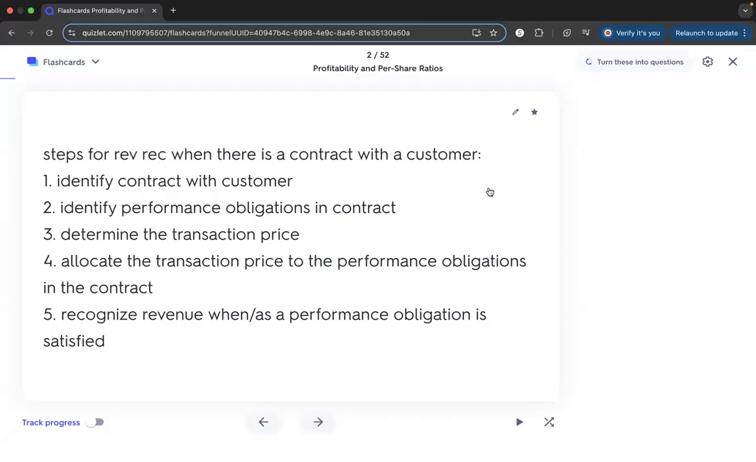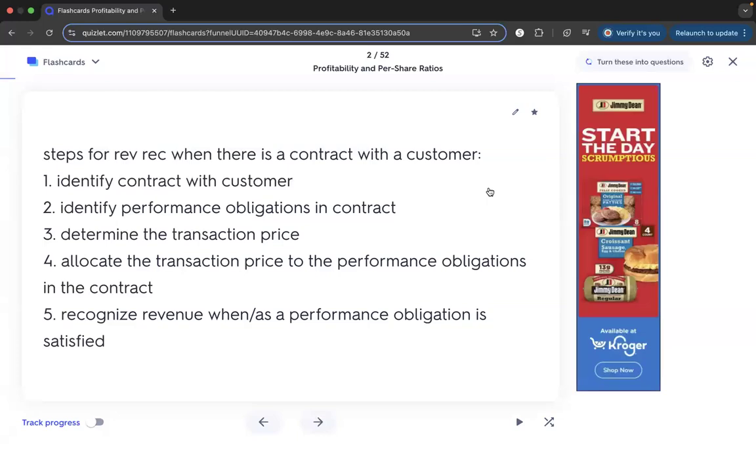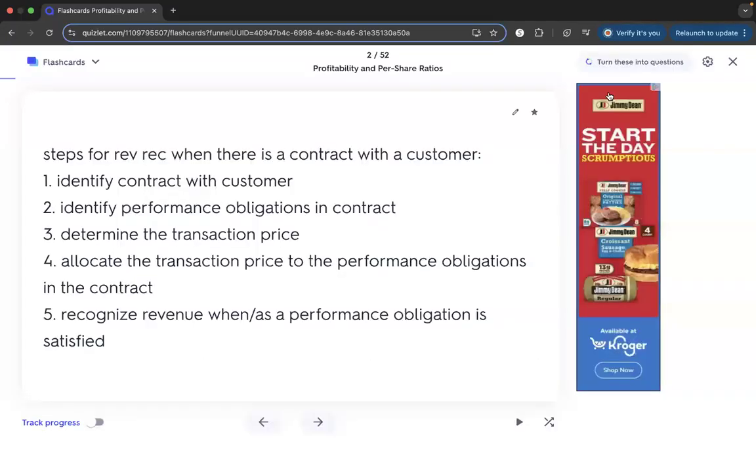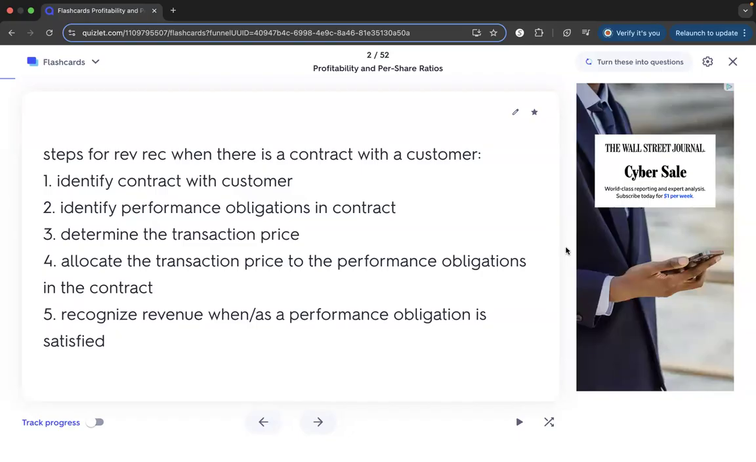And then step five, you recognize revenue when a performance obligation is satisfied, because for the example we're doing, you're not gonna finish all 5 of the buildings at the exact same time. You're gonna build one building at a time, probably, or a couple at a time. So as each one is finished, you can recognize $200,000 of that revenue instead of having to wait until all 5 are finished.